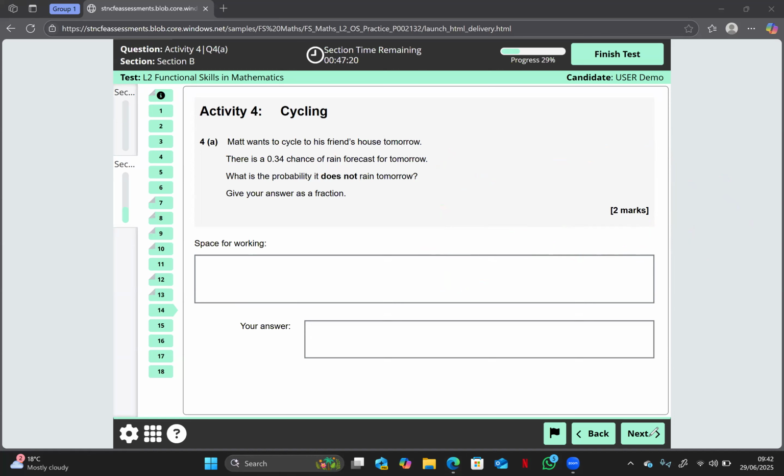He cycles to his friend's house tomorrow. There's a 0.34 chance of rain forecast for tomorrow. What is the probability that it does not rain? So one is the highest probability.